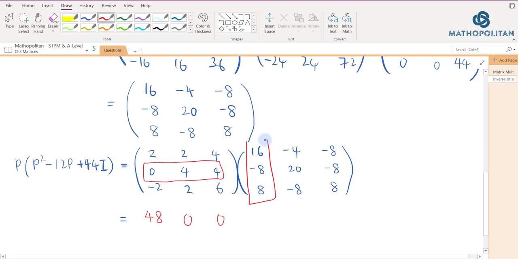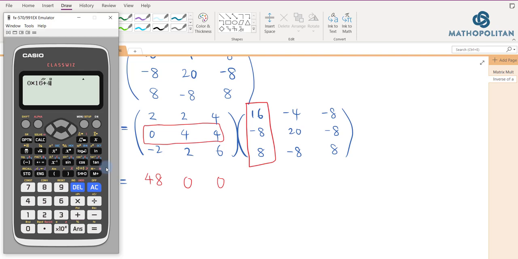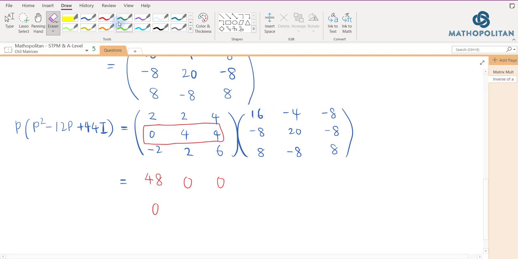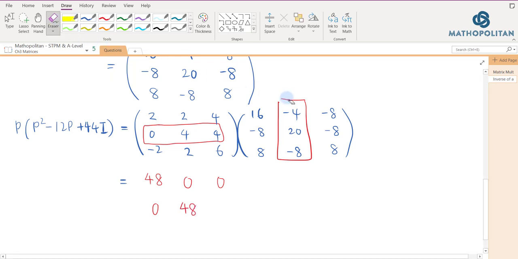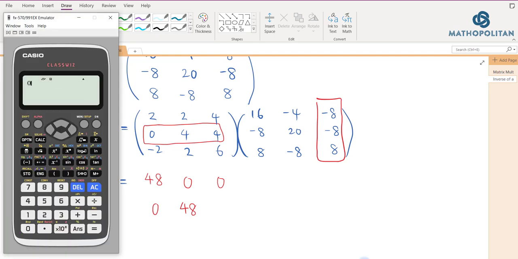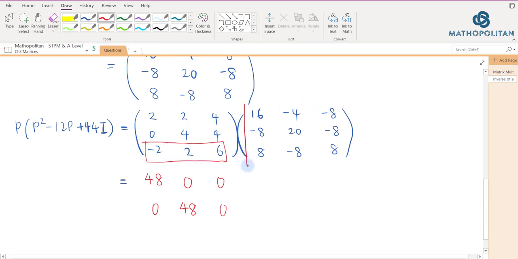Okay, and 16, negative 8, and 8. So here we have 0 times 16 plus 4 times negative 8 plus 4 times 8. So that's 0. And move on to the second column. So here this would be 0 times negative 4 plus 4 times 20 plus 4 times negative 8. That's 48. And then for the third column, this will be 0 times negative 8 plus 4 times negative 8 plus 4 times 8. That is 0.